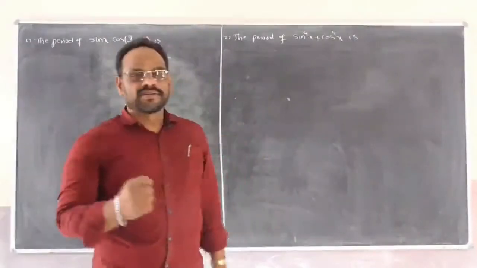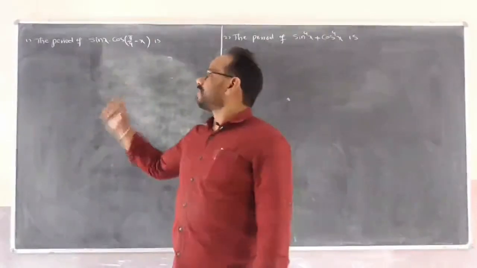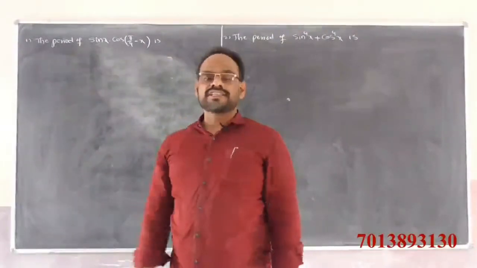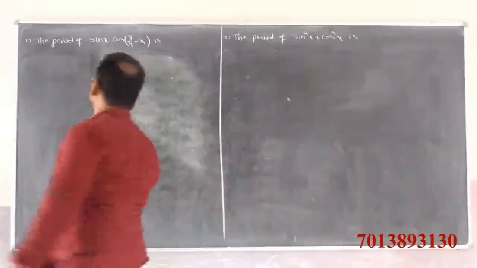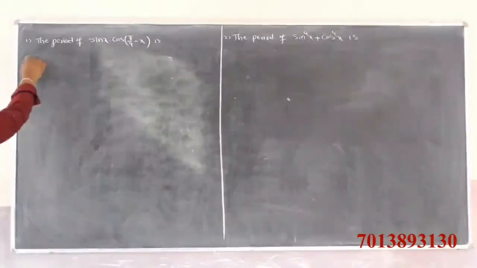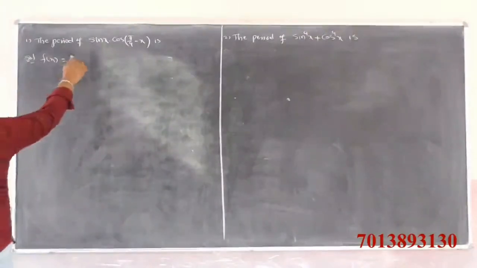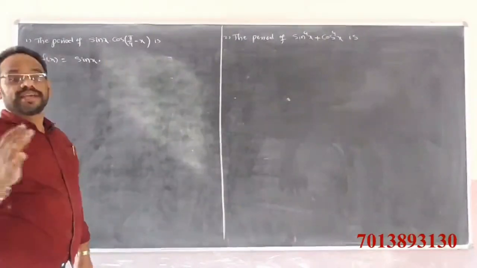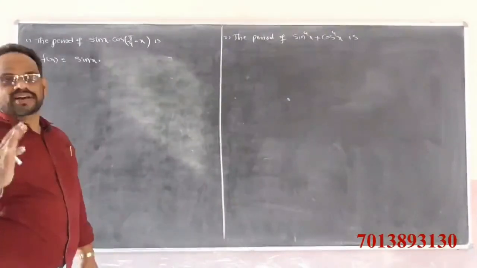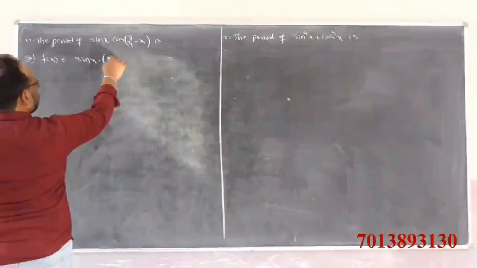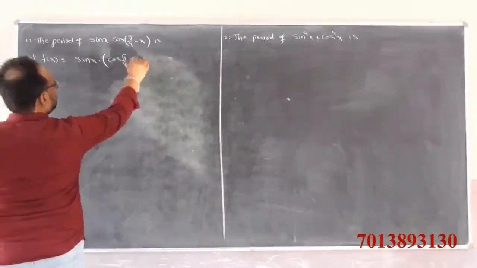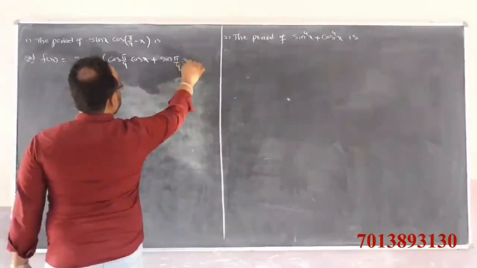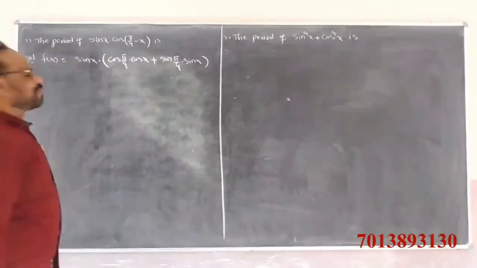Next problem, observe here. The period of sin x into cos pi by 4 minus x. We want this period. Already we know that f of x is equal to sin x into cos pi by 4 minus x. It is in the form of cos a minus b. Cos a minus b is equal to cos a cos b plus sin a sin b. So that is cos a, that is cos pi by 4 into cos b, that is cos x, plus sin a, that is sin pi by 4 into sin b, that is sin x.